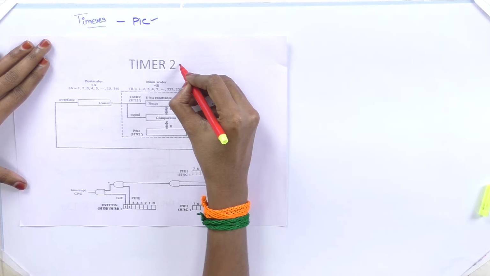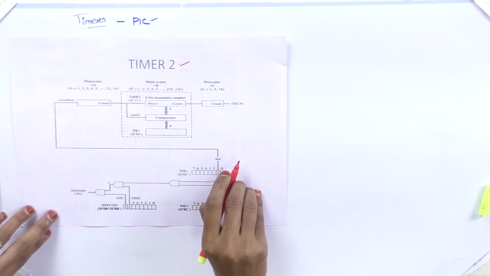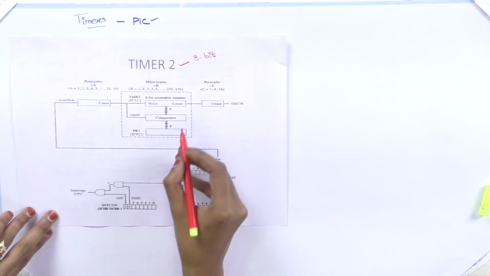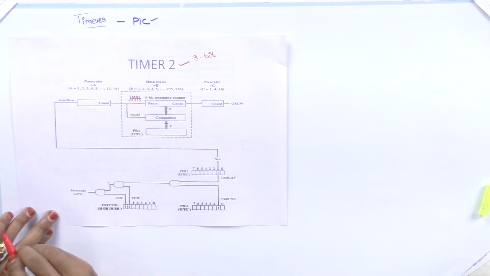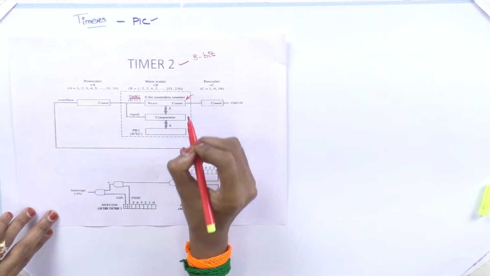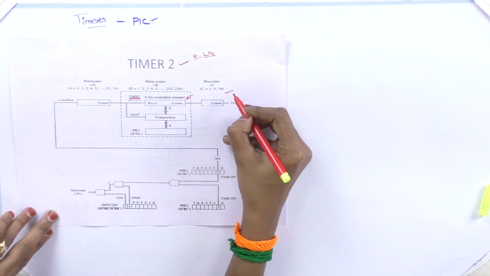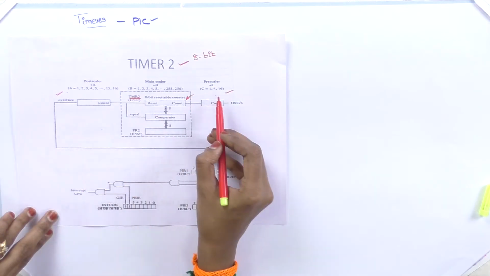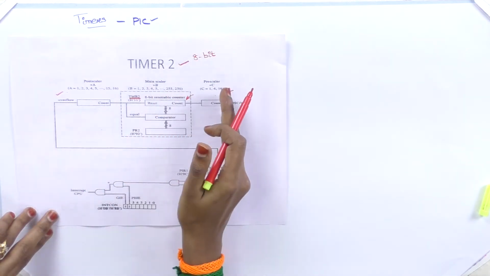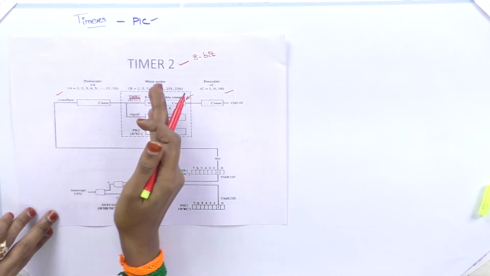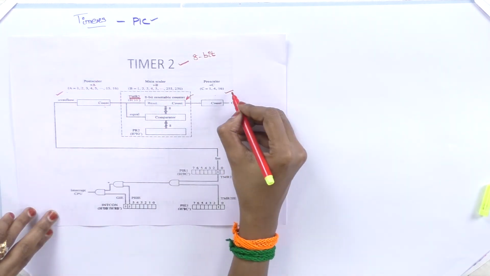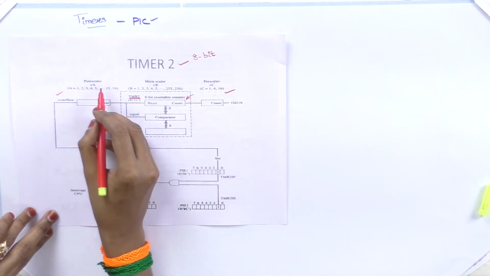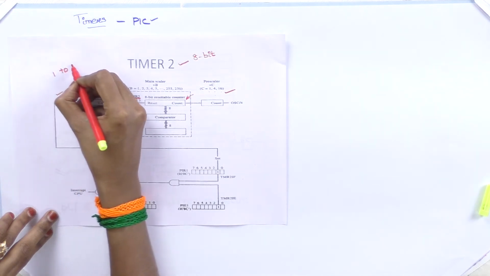First we will see about Timer 2. As I have already told you, this Timer 2 is an 8-bit register, called TMR2. Before this 8-bit register, we have two scalers. One is the pre-scaler, another is the post-scaler. The pre-scaler is used before Timer 2, and the post-scaler is used after Timer 2. The pre-scaler is defined with the value 1, 4 or 16. The post-scaler value can be defined from 1 to 16.